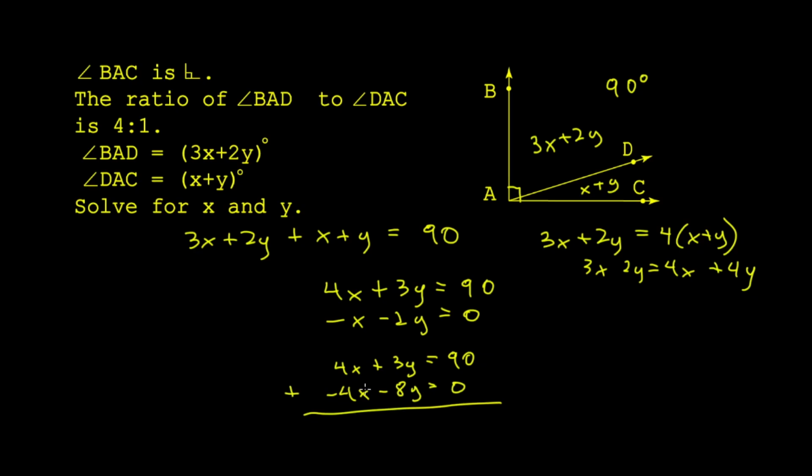And now we're going to add the two equations. So 4x minus 4x is 0. 3y minus 8y is negative 5y equals 90. So then y equals negative 18.